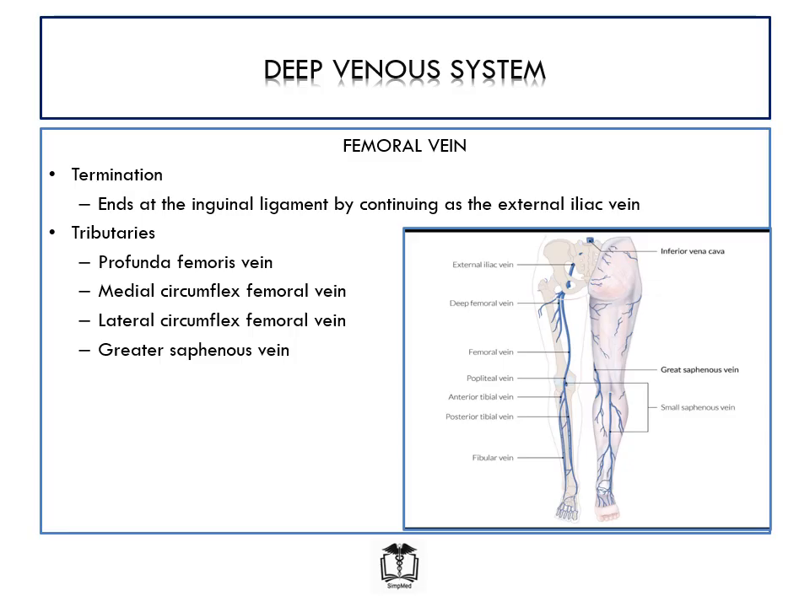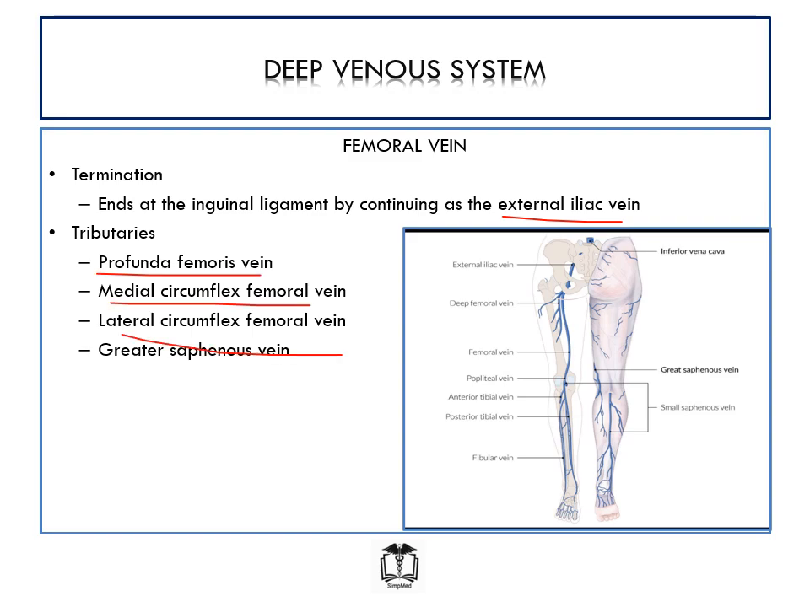The femoral vein terminates at the inguinal ligament. As it crosses through the inguinal ligament, we cease to call it the femoral vein and we start calling it the external iliac vein. In terms of its tributaries, the femoral vein is going to be receiving a number of branches, including the profunda femoral vein, the medial circumflex femoral vein, and the lateral circumflex femoral vein.